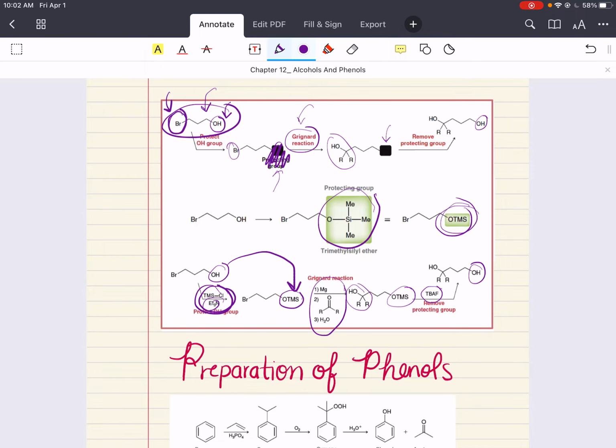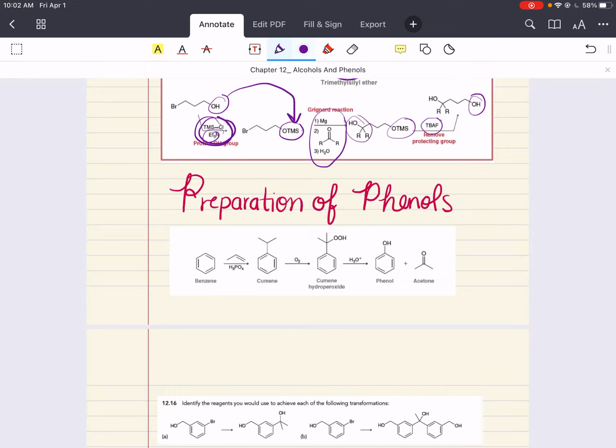Fantastic. Now, for preparation methods of phenols, there's really only one we want to talk about. This is how phenols are industrially prepared. You start with a benzene, you convert it to a cumene, and then eventually this gets converted to a phenol group. And this is how phenol groups are industrially prepared.